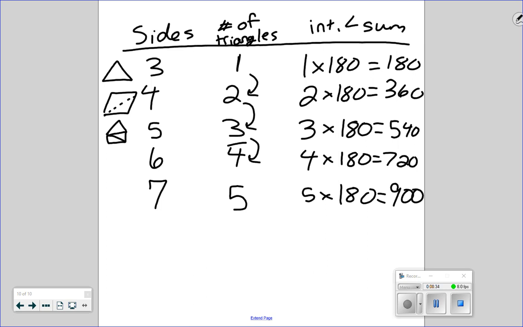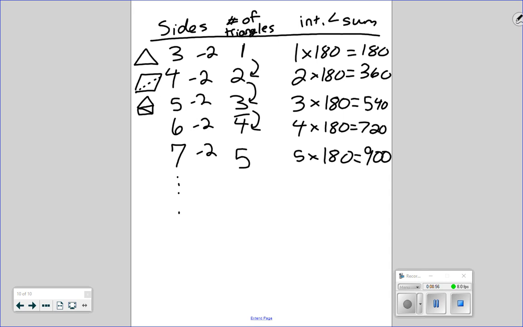So if you notice, the number of triangles is always 2 less than the number of sides. If you understand that, you'll know how to get the interior angle sum of even larger numbers. So for instance, let's say I wanted to know the interior angle sum of a large 14-sided figure, if I were to add up all of its interior angles.